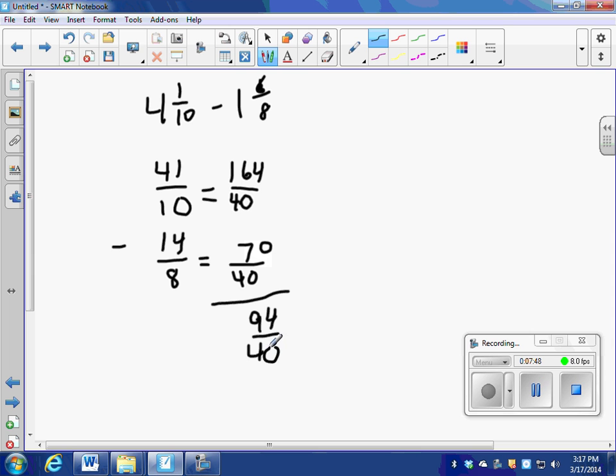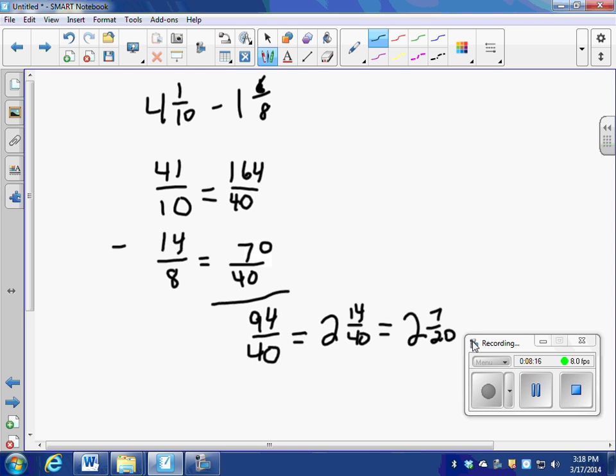And then you can change this into a mixed number. 40/40ths would be 1 whole. 80/40ths would be 2 wholes. So I've got 2 wholes, and then 94 minus 80 gives me 14/40ths. And then I can simplify that by dividing by 2, and I would get 2 and 7/20ths. You could also do a variation of the butterfly method also.